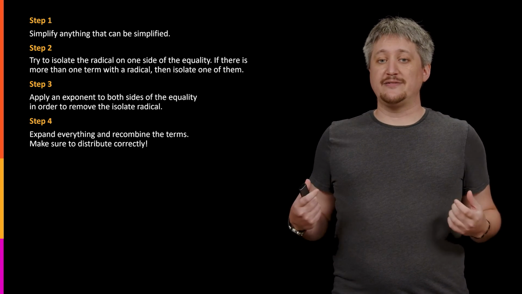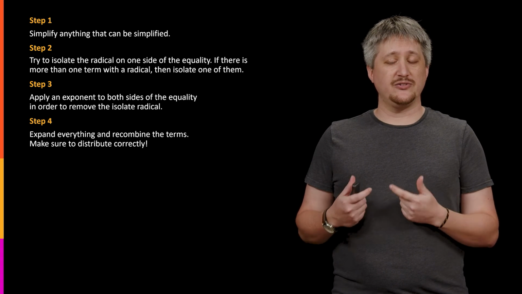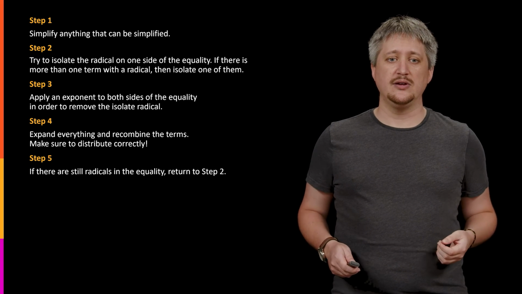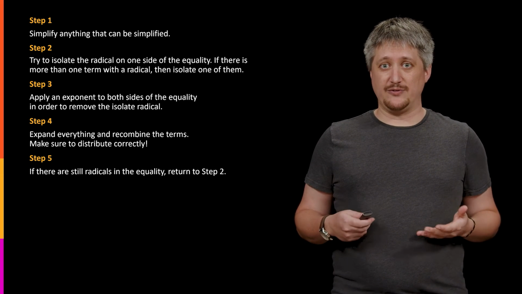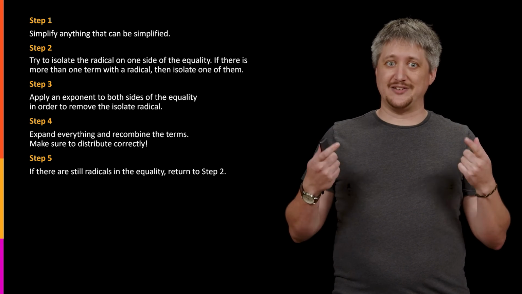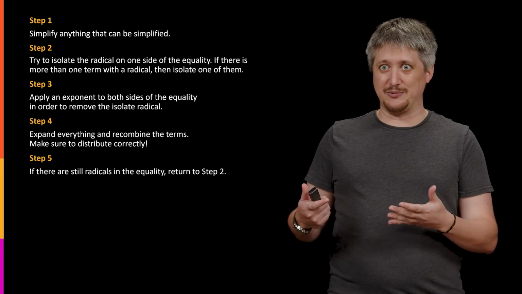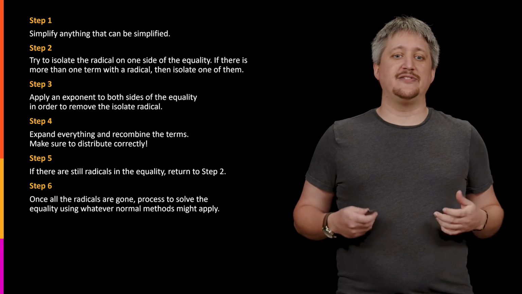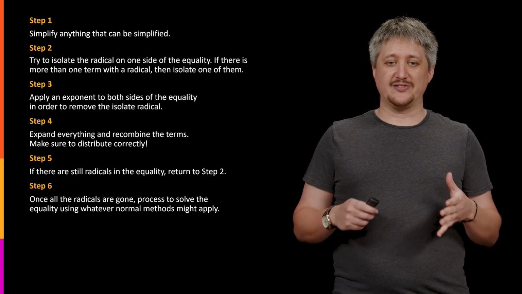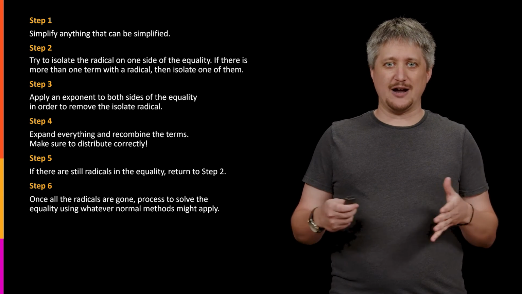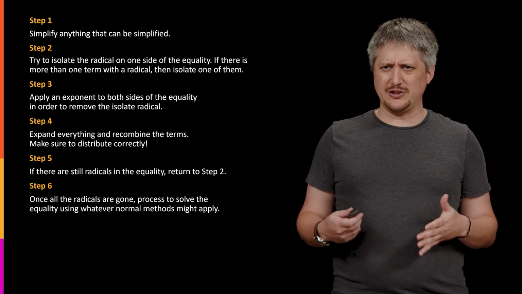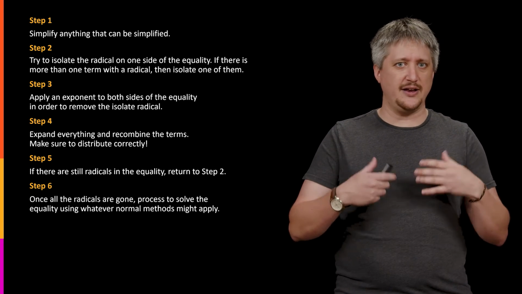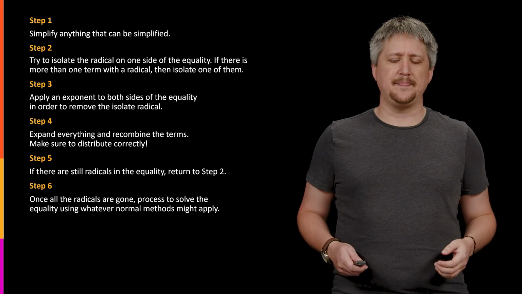Step 4, expand everything and combine like terms, right? And make sure that you're distributing things correctly because you may have binomials and you want to make sure not to lose the middle terms. Step 5, basically check to see if all your radicals are gone. If they're not, go back to step 2, pick another radical, isolate it, and proceed, right? Once they are all gone, step 6, right? So now we process the resulting equality however it is that you need to solve it. So typically you'll probably end up with a polynomial, so you solve it like any other polynomial, get everything to one side, factor it, and find the zeros, right?